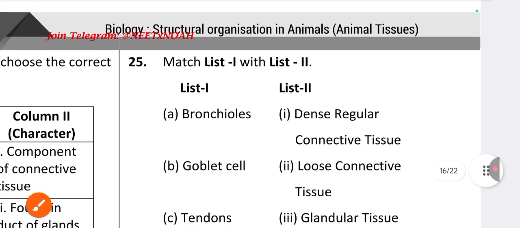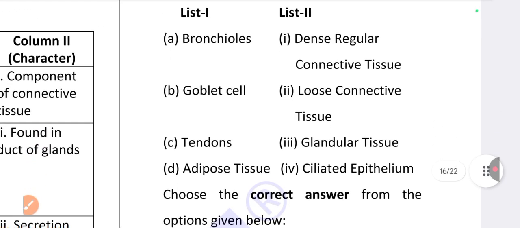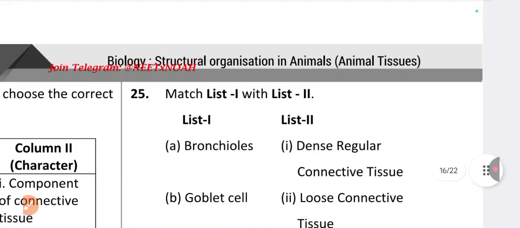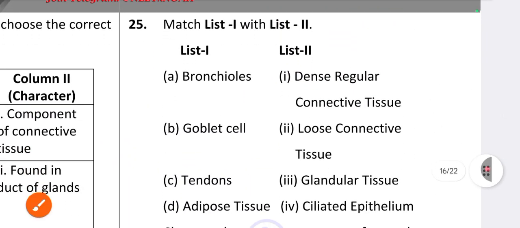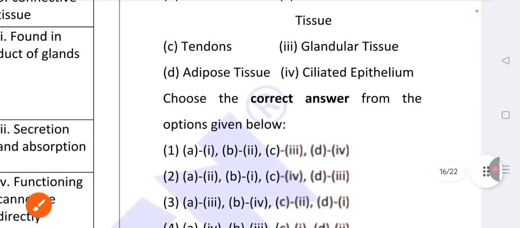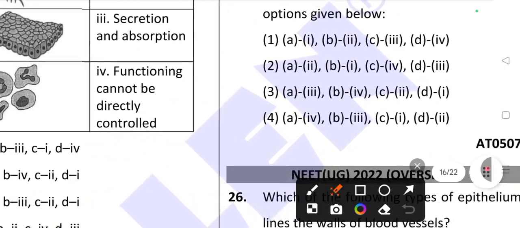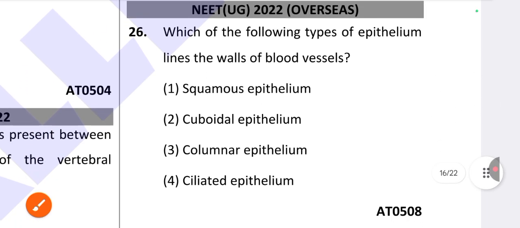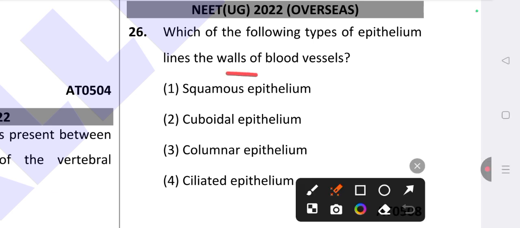Next, 25th one match the following. So, here options are given. So A bronchioles. So bronchioles, it is the ciliated epithelium. So A is option 4. Therefore, fourth one is the right answer. Next 2022 question. Which of the following types of epithelium lines the wall of blood vessels? So which epithelium is in blood vessels? It is made of squamous epithelium.